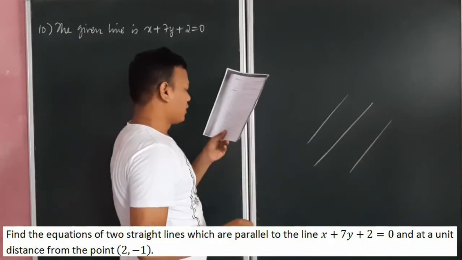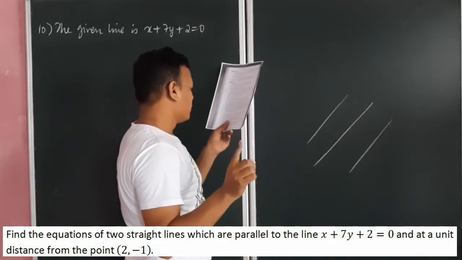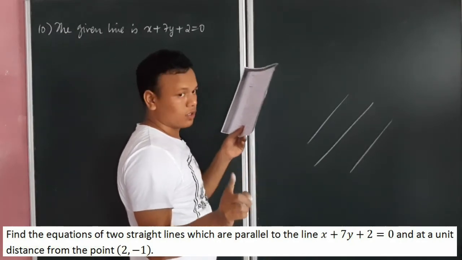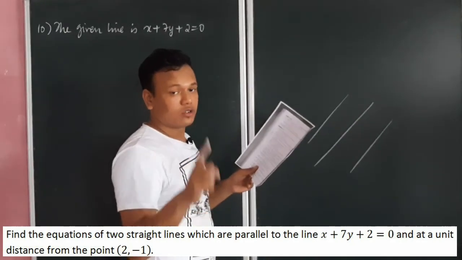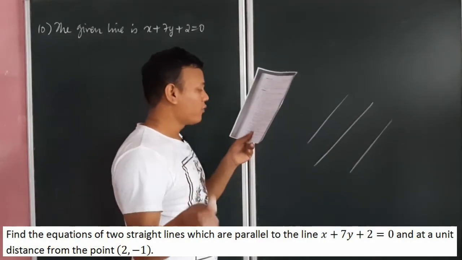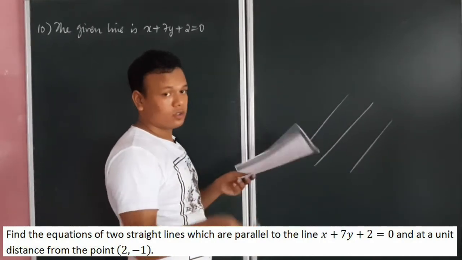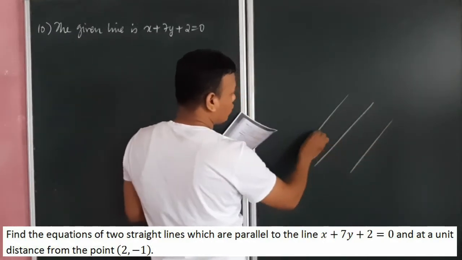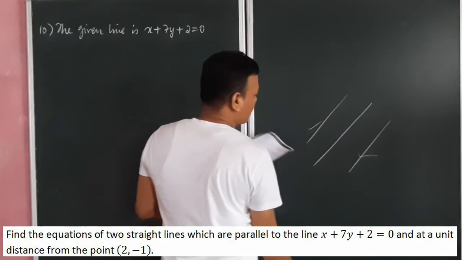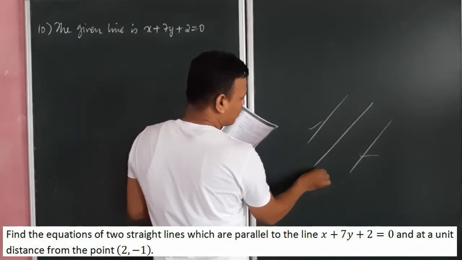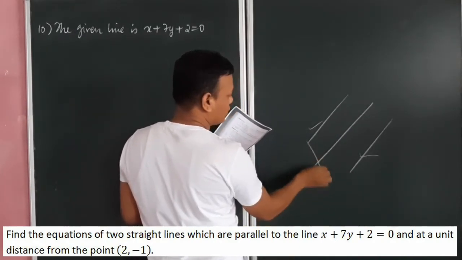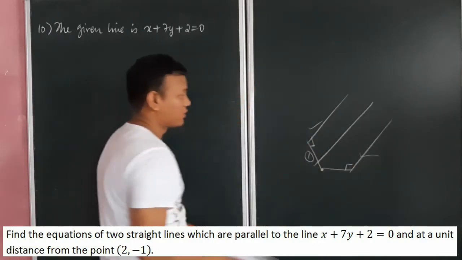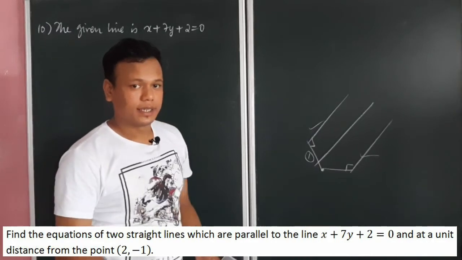Now what is happening is these two must lie at a unit distance. Unit distance means distance has to be 1. From where? From 2 comma minus 1. So the point is also given. You need to find the equation of these lines, and if that point is lying somewhere over there, then the distance has to be 1 unit. That distance is the perpendicular distance. That's what the question is saying.